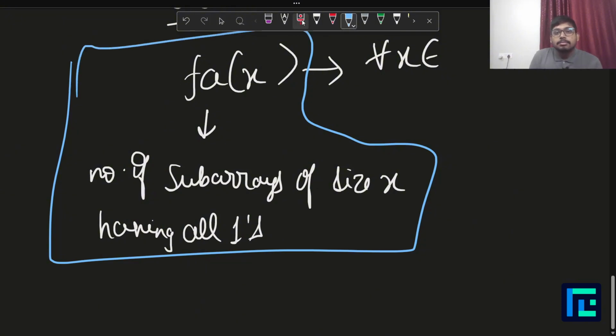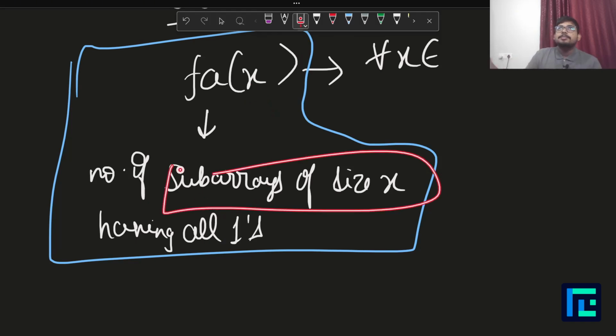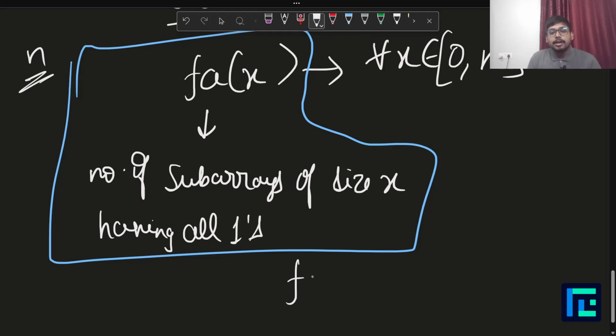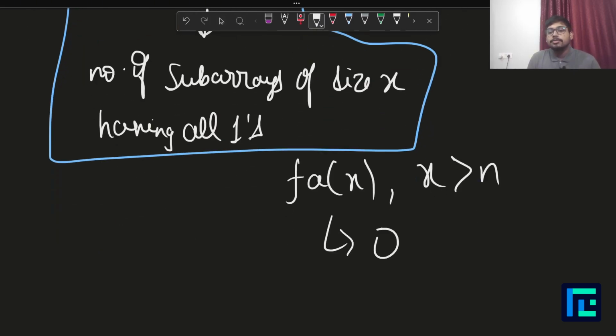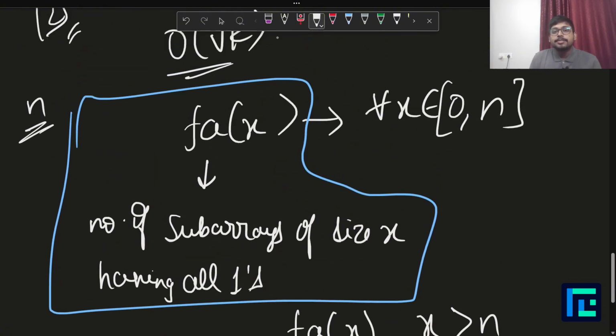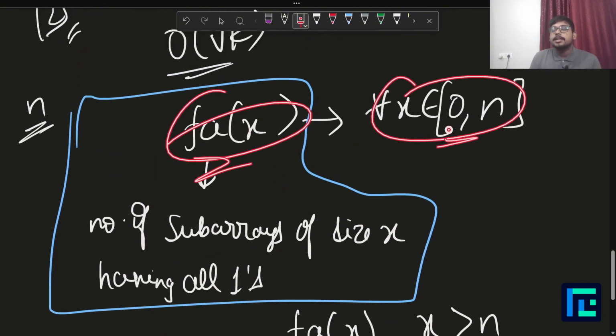Okay, now what can be the range of x? The size of the subarray can at max, for array A, go to the size of the array, which is n. So this would be computed for all x from 0 to n only. We don't need to compute for more than n. For FA of x with x greater than n, what would it be? It would be directly 0, because there won't be any subarray of size more than the size of the array, obviously. So this value would be 0 automatically. So basically we just need to pre-compute FA of x for all x up till n.